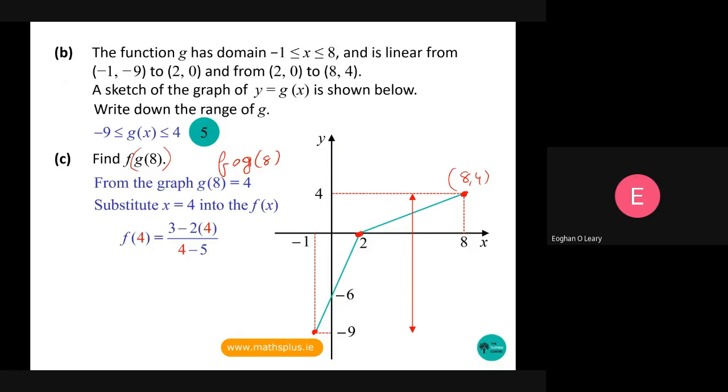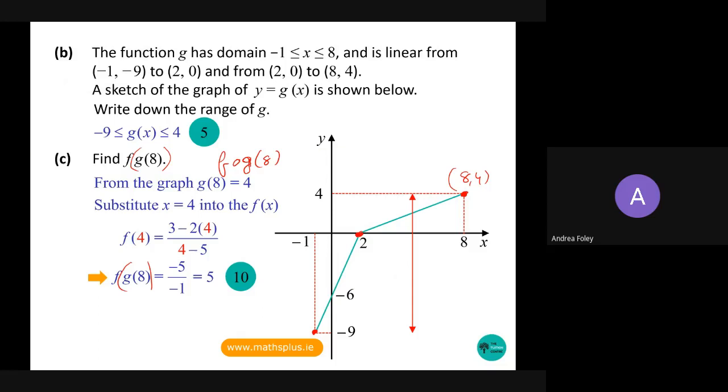So f of 4 is equal to 3 minus 2 times 4 all over 4 minus 5. F after g of 8 is equal to -5 over -1. It's equal to 5. And that was a 10-mark question. So this one's been marked on a 0-5-8-10 scale.